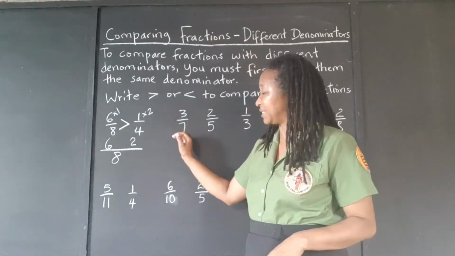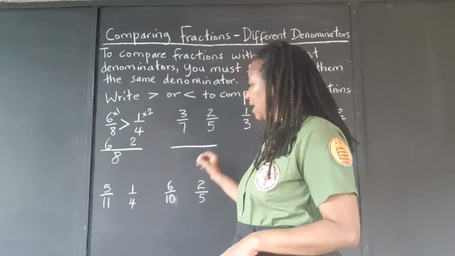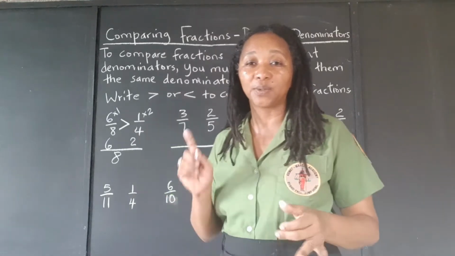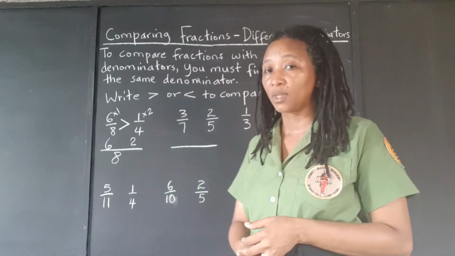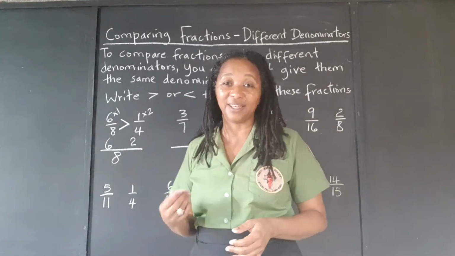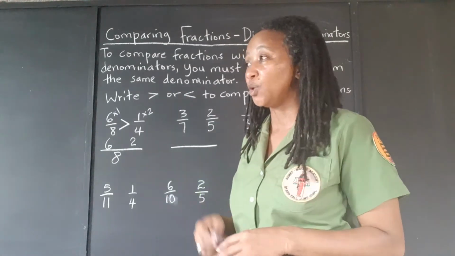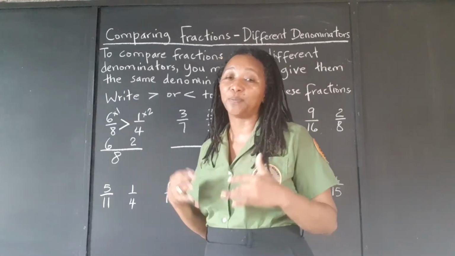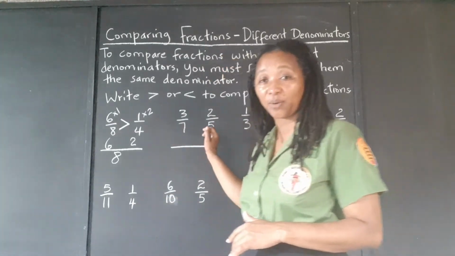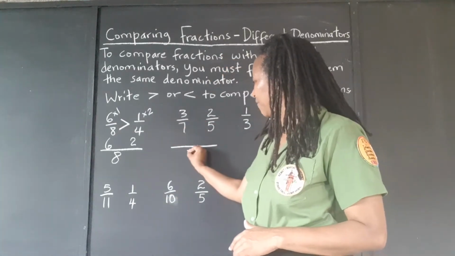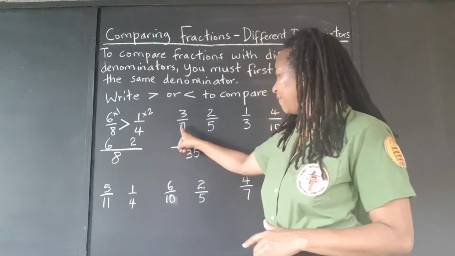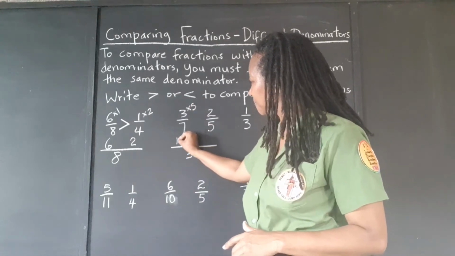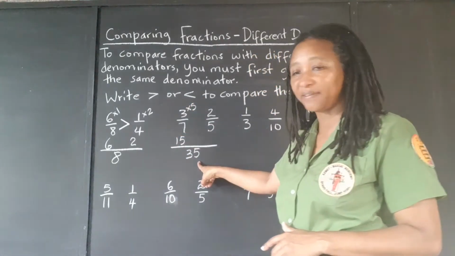So let's do that for the 3/7 and the 2/5. The LCM of 7 and 5. What's the smallest number that 7 can go into and 5 can also go into? I did a video on how to find the least common multiple. You can check that video if you're not yet familiar with how to find it. But we're just thinking about the smallest number that both of these can go into. In this case, that's 35. 7 goes into 35 5 times. 3 times 5 is 15. 5 goes into 35 7 times. 2 times 7 is 14.